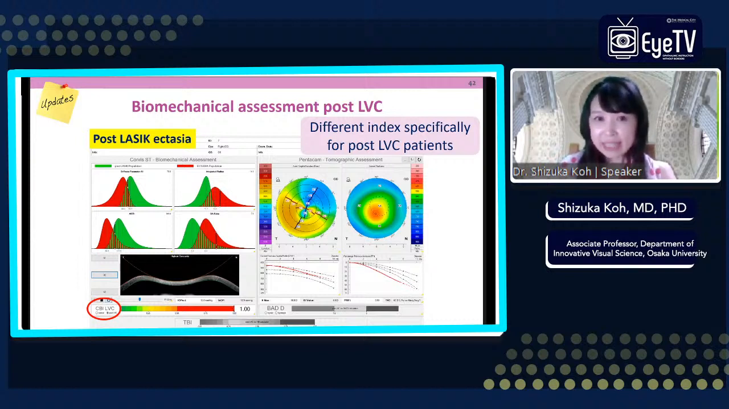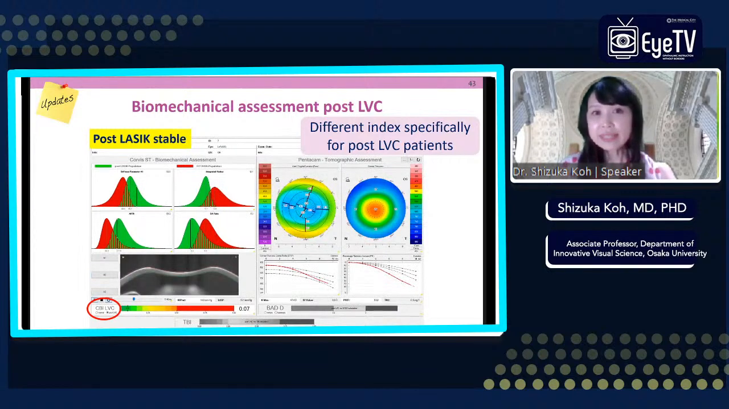So this is a case of post-LASIK ectasia. The CBI LVC value is 1.0. This is a stable case after LASIK. CBI LVC is very low. Please note that in this CBI post-LVC display screen, BAD-D and TBI are grayed out because these are no longer usable on post-LVC patients.